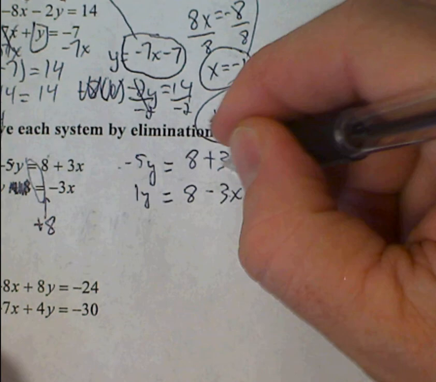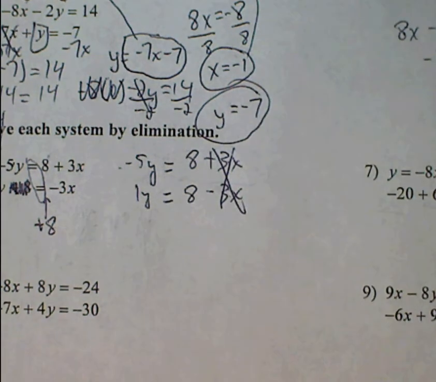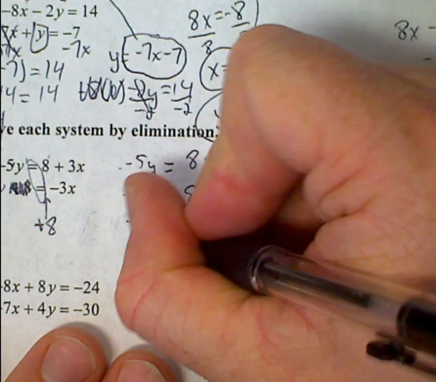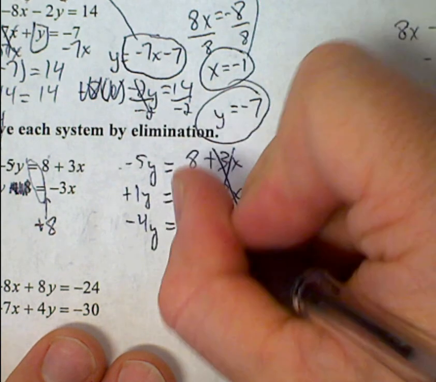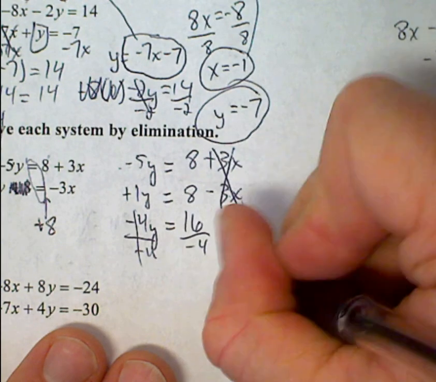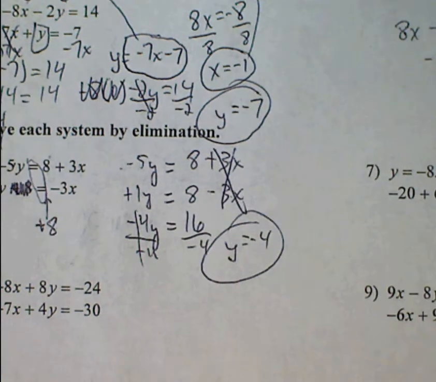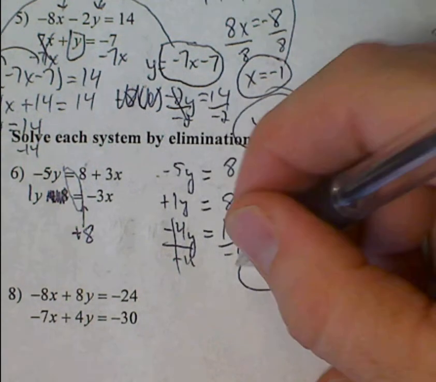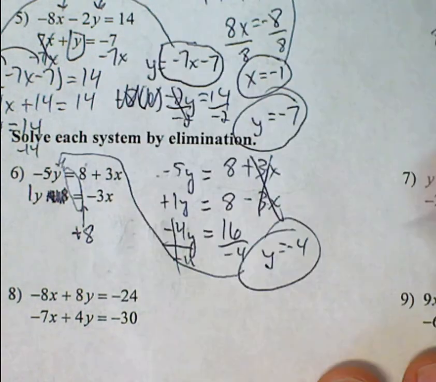These will already eliminate, so I don't have to touch them. Those eliminate. So negative 5 plus 1y is negative 4y, 8 plus 8 is 16. Divide by negative 4, I get y equals negative 4. I'm going to take my y equals negative 4 and I'm going to plug it back into my original equation.